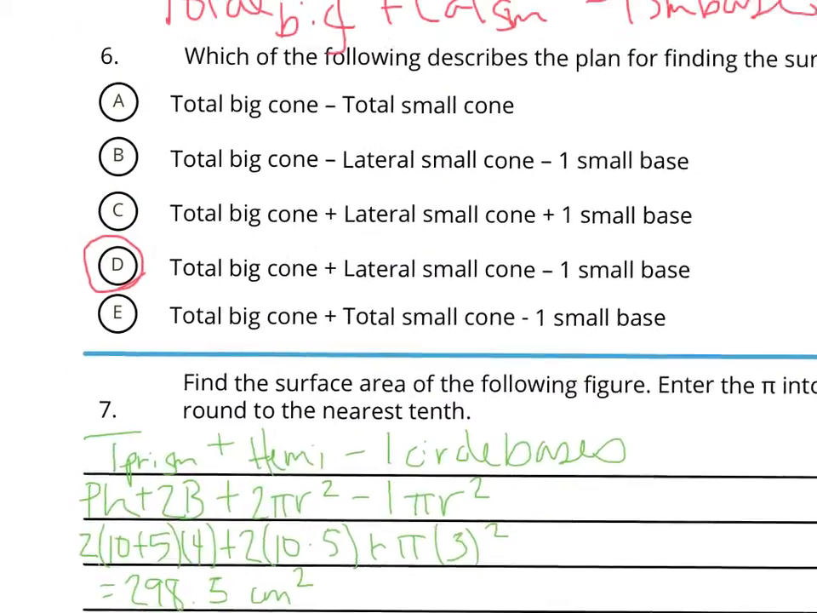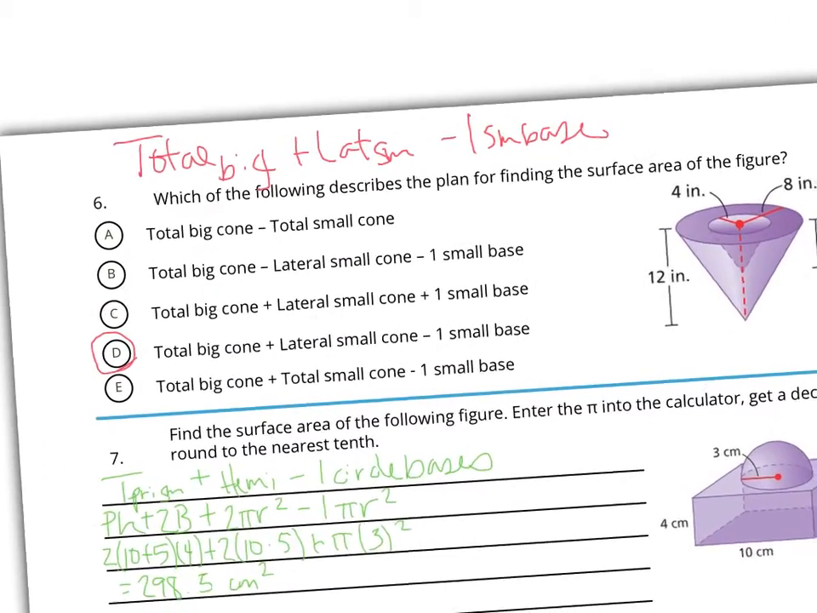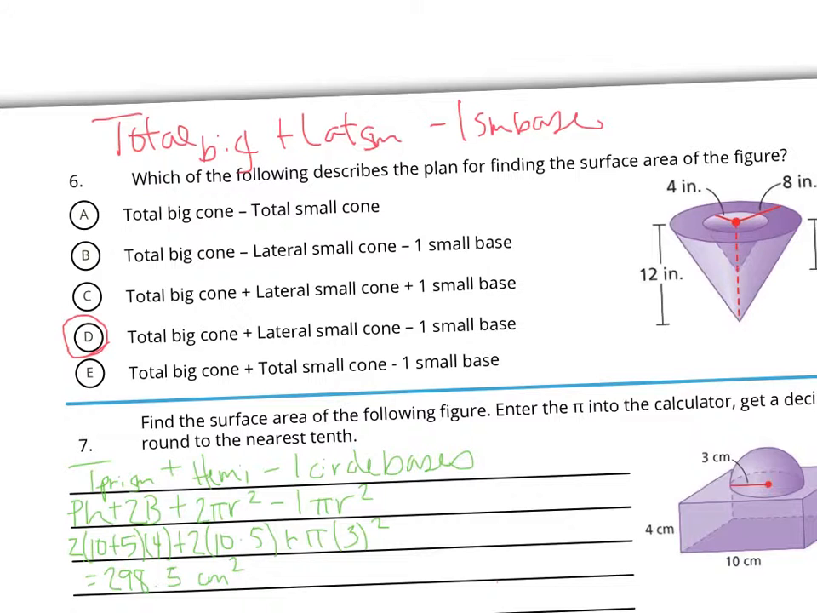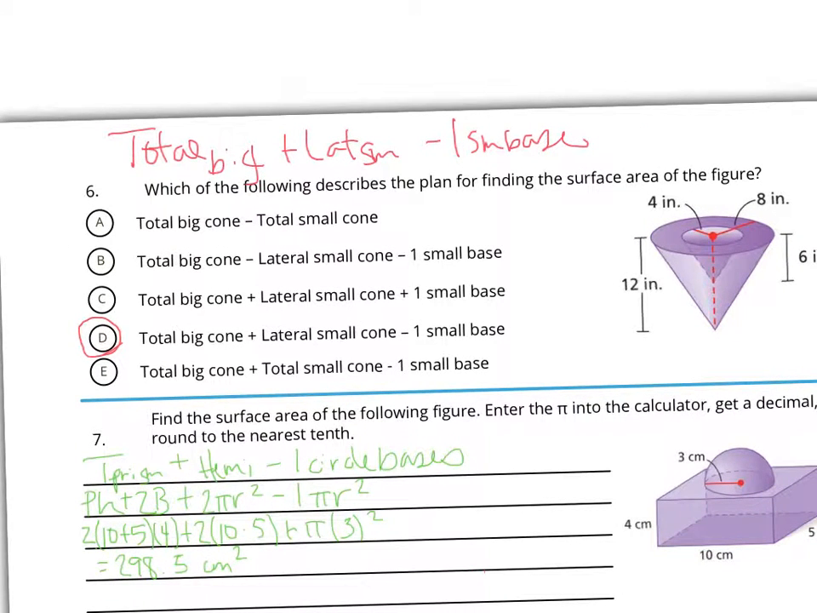Okay, last two. This one was just find the plan, as it were. So I'm doing surface area, so I need the entire surface area of the big cone because I need the lateral around the outside. I also need this area right here on the top, so I'm going to need the total of the big cone.